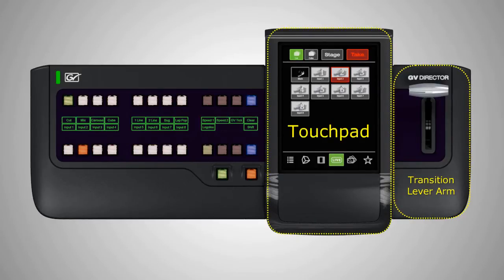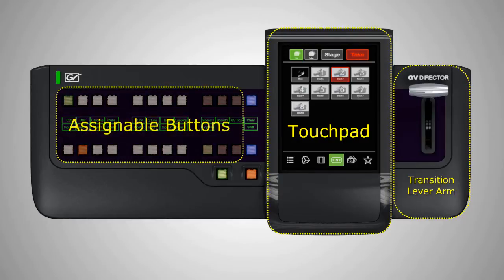The touchpad is the central operational area for the surface and can be used to access all types of production elements. And on the left, you see a set of assignable buttons. Here, specific production elements can be assigned via the touchpad to certain buttons for quick access. And this gives you the ability to customize the surface layout for each show.